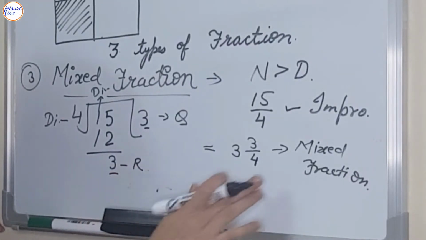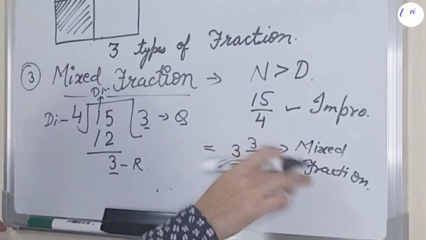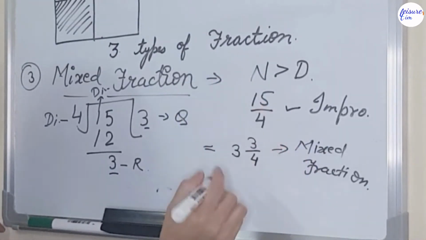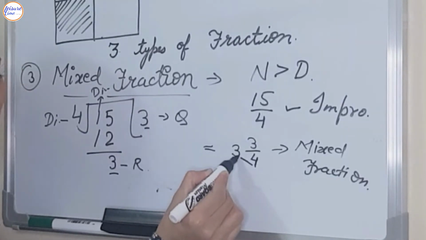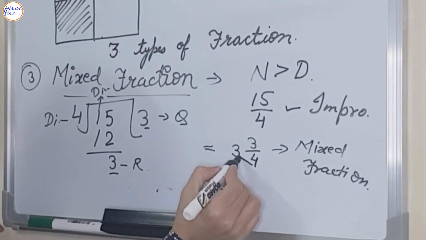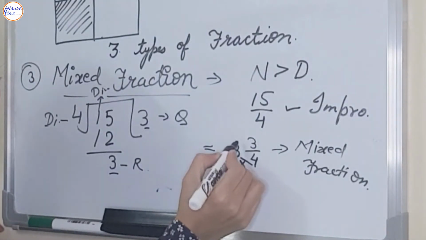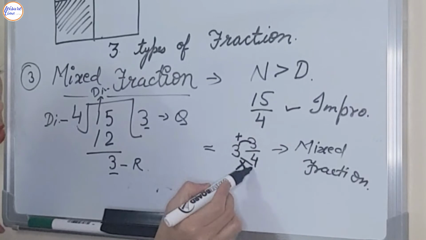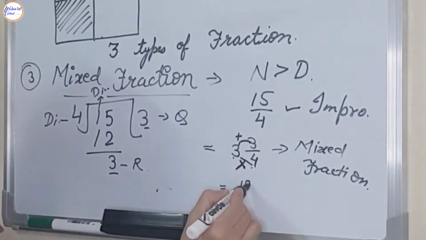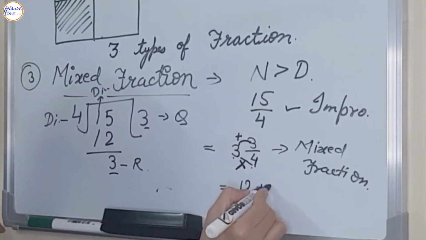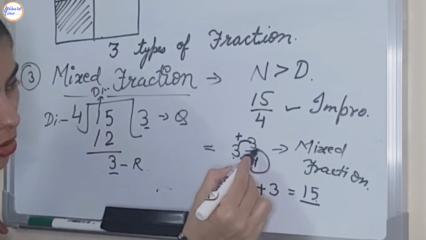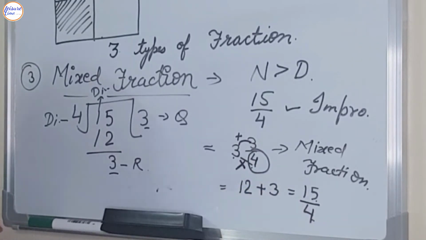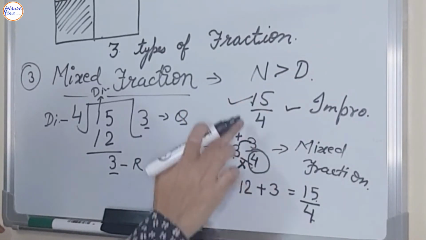Again, we can also change from a mixed fraction to an improper fraction. How? First we should multiply this: 4 multiplied by 3. How much? 12. Now this addition: 4 multiplied by 3 is 12, now plus 3, which is equal to 15. Now divided by the denominator 4. So simple, you can change it.